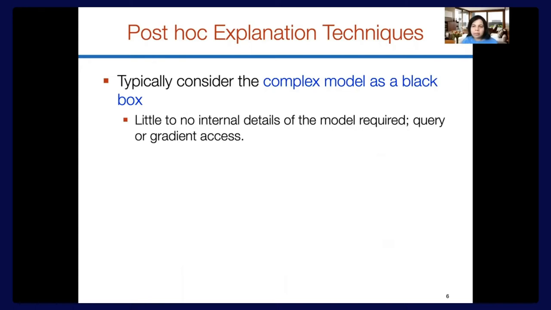You know, they should be able to just throw a data point at this model and get a prediction. They don't really need to know what is going on inside the black box, right? And there are, of course, a few other approaches which require gradient access, but nothing more than that. So roughly with little to no access to internal details of the models, these explanation techniques are trying to explain the behavior of the black box models.